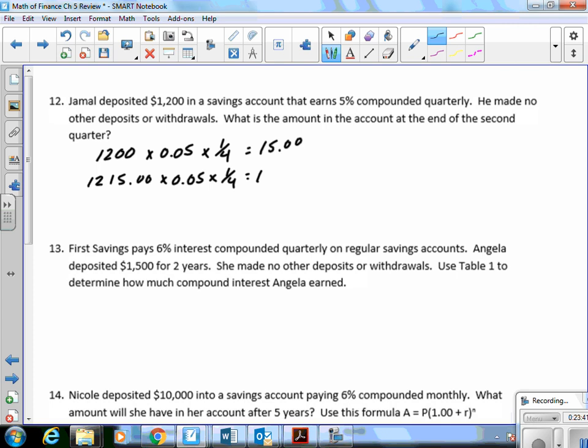It's going to give us just a slight bit more this quarter, 15.19. And add that to the 12.15 that we started that quarter with. So it'll be $1,230.19 in the account at the end of that period.